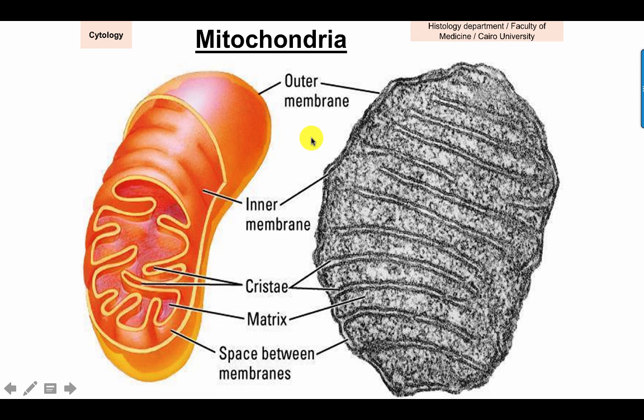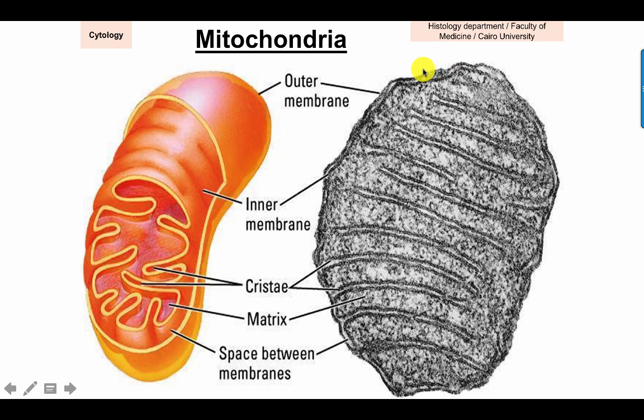Another structure here will be the mitochondria, which is one of the membranous organelles responsible for the production of energy in the form of ATP, and some of the energy is released as heat. It is formed of double membranes. The outer one is smooth, the inner one is thrown into shelves or cristae.